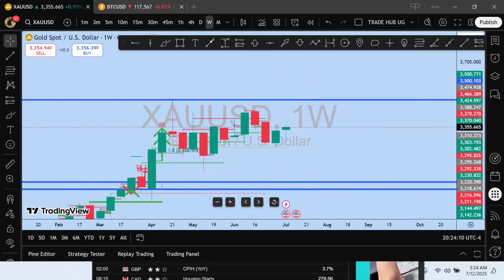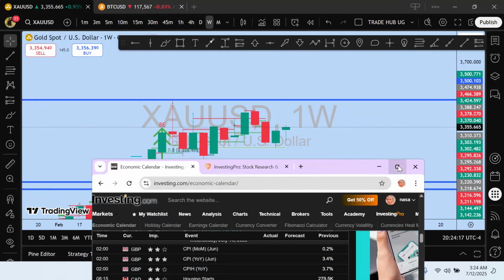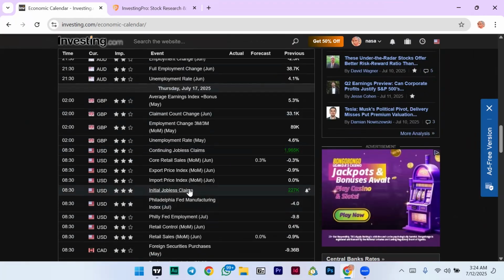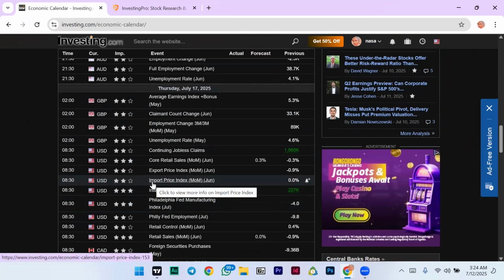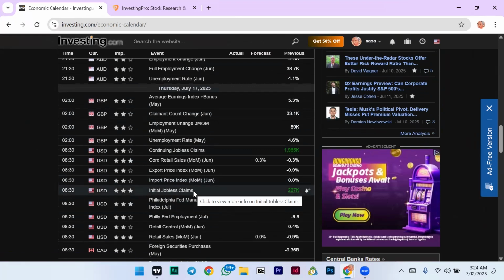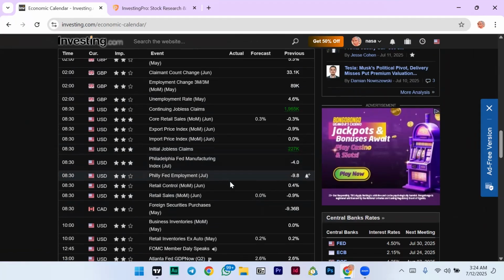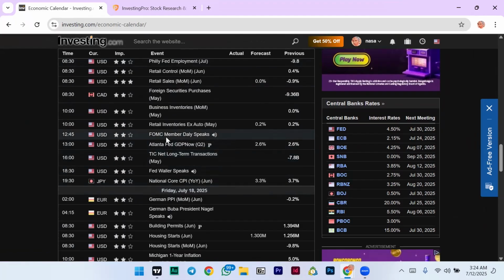So what are we having on Thursday? I don't see any major economic event on Thursday, but let's first look at it. On Thursday, I'm looking at initial jobless claims. On Thursday still, retail sales and initial jobless claims. The previous one was actually not all too bad for the US economy.